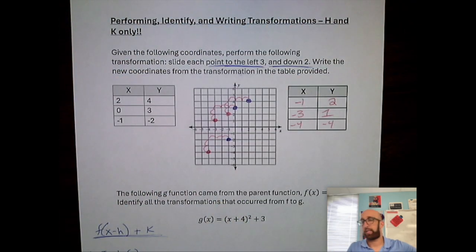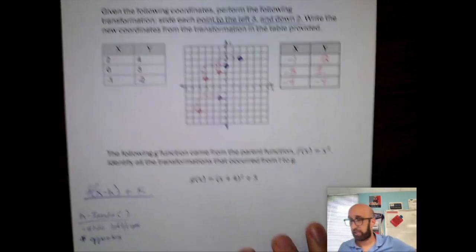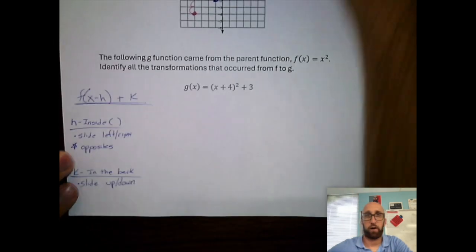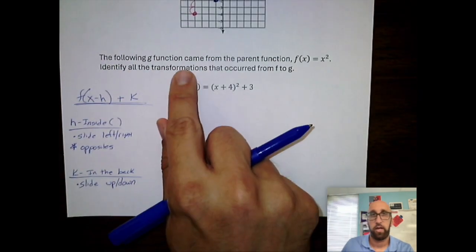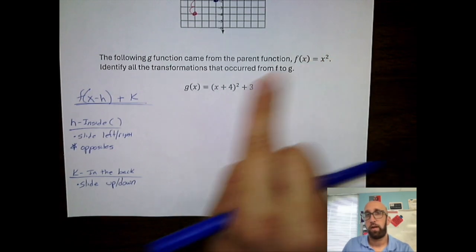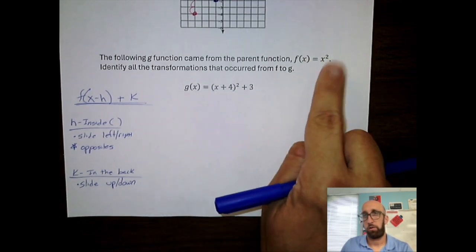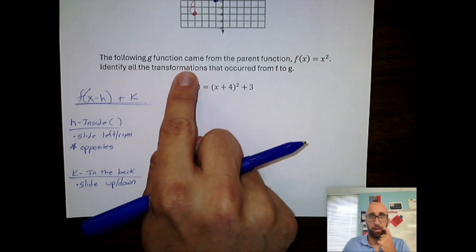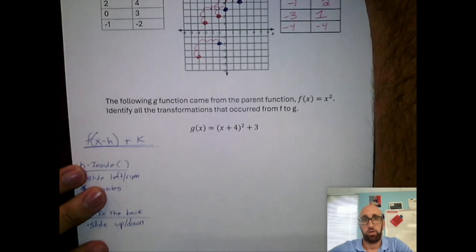Okay. Another example we could see with transformations is identifying transformations. The following g function came from the parent function f of x equals x squared. So this is the original, the parent, and this is my new function. Identify all the transformations that occur from f to g.